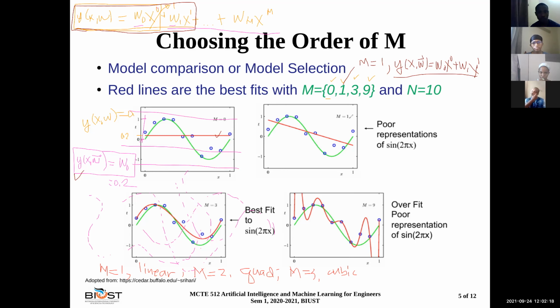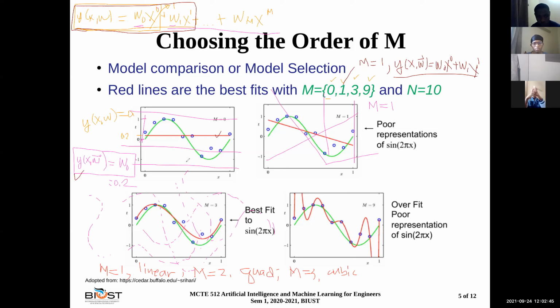So the same thing with the line. When m is equal to 1, depending on the value of your w0 and w1, your line will change. So if you play around with these weights, these values, your lines will change. We'll give it a different line. We'll give it another line.